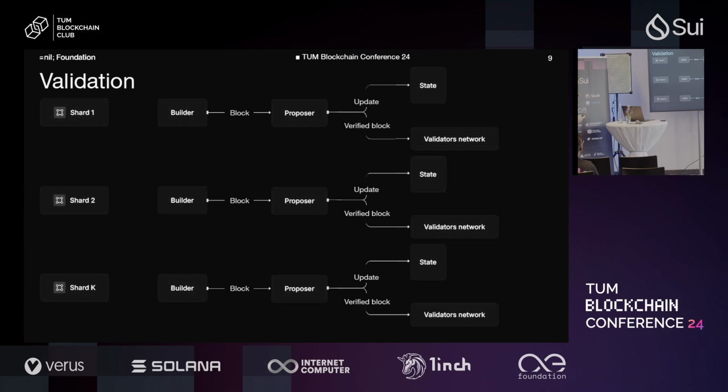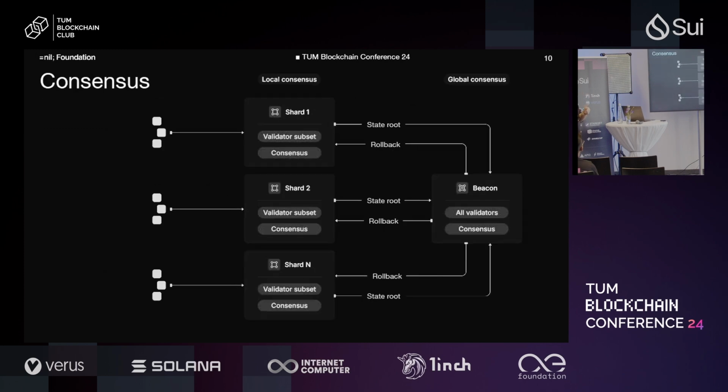And the funny thing with validation is that we have consensus. And this is a system where you have two different consensuses. On a sharded system, the first consensus is called the local one. And the local one is responsible for a single shard consensus. But the global one is responsible for a beacon shard. And now I'll explain what a beacon shard is, sometimes called a coordination shard.